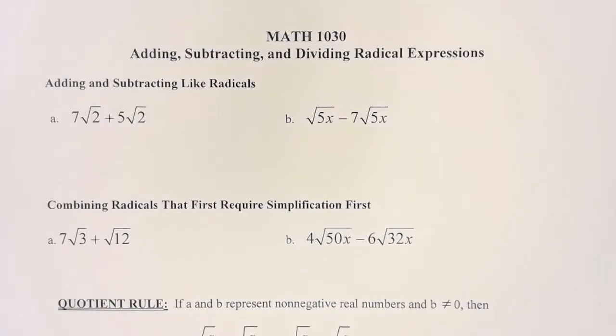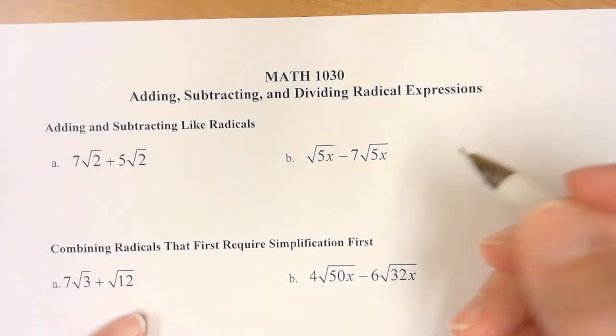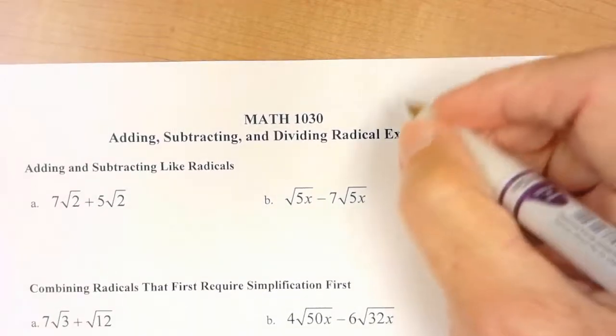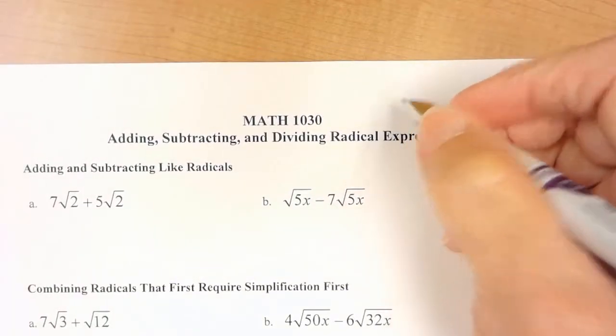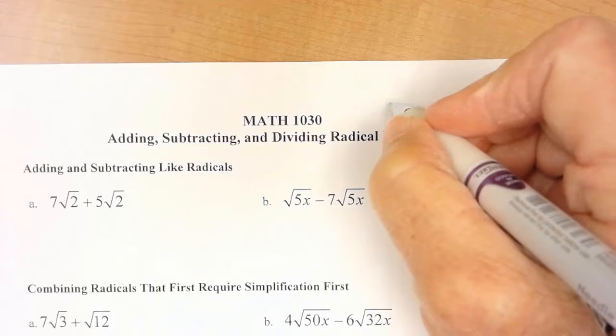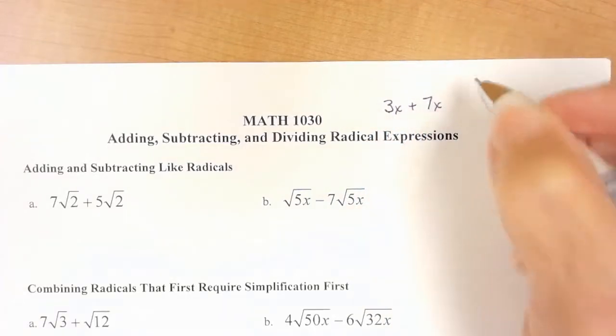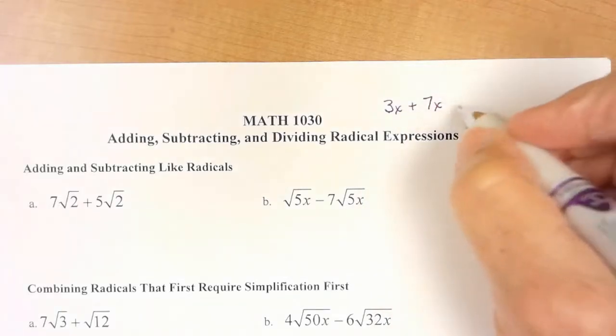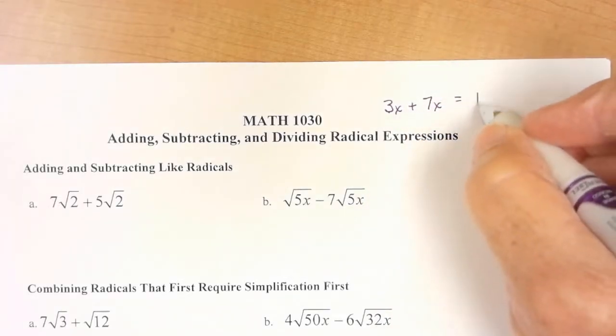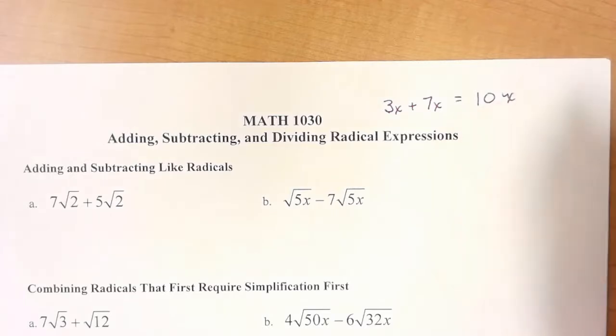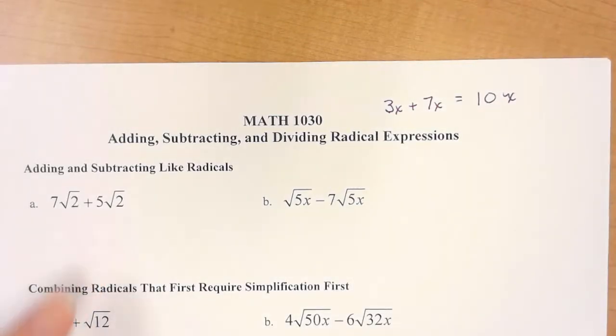Okay, now we're going to be adding, subtracting, and dividing radical expressions. The first one is adding and subtracting like radicals. If you remember, in chapter 5, we had something like 3x plus 7x. Those are called like terms, and we can combine them by adding the coefficients. Well, the same game goes here.